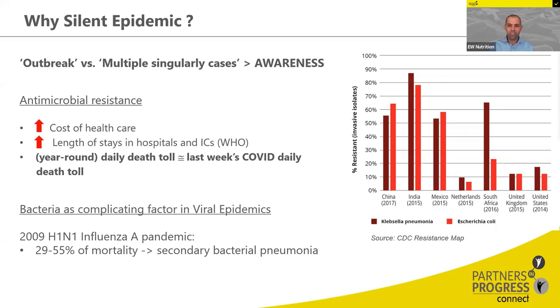Now, to connect pandemics with this silent epidemic, I refer to research results from the previous pandemic. During the 2009 swine flu epidemic, 284,000 people died. Between 29 and 55% of the mortalities contracted a secondary bacterial pneumonia, thereby significantly contributing to the death toll. Klebsiella pneumonia is one of the bacteria commonly involved in bacterial pneumonia in human beings. And this graph from the CDC USA shows that would you get infected with this particular bacteria, the probability of treatment success with antibiotics will vary dramatically by country.